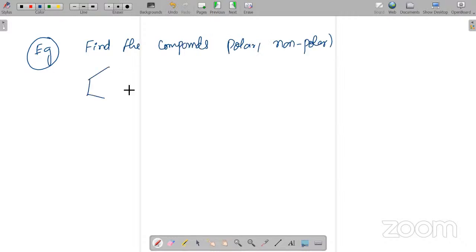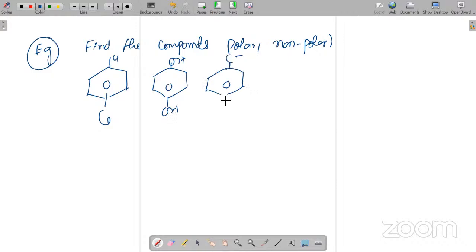Let's suppose I'm taking examples like this: chlorine, OH, C triple bond N, C triple bond N, SH, and try to find whether the compounds are polar or not.